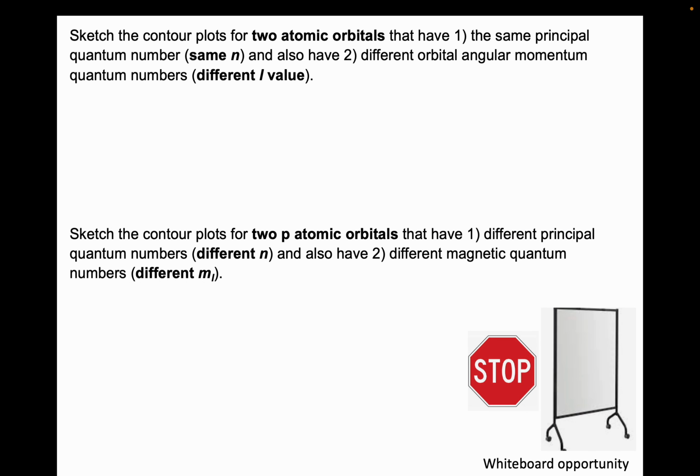Here's a chance for you to make some sketches. So the first question is asking to sketch contour plots for two atomic orbitals. Have the two atomic orbitals have the same principal quantum number, the same n, but different L values. The second set of sketches, again, two atomic orbitals, this time have them both be p atomic orbitals. Have them have different n values and different m sub L values. These are great sketches to make, and you could share them on a whiteboard.